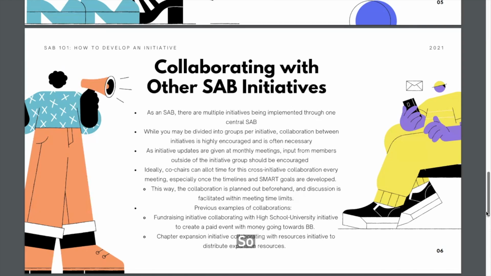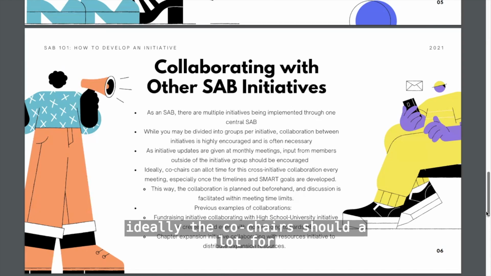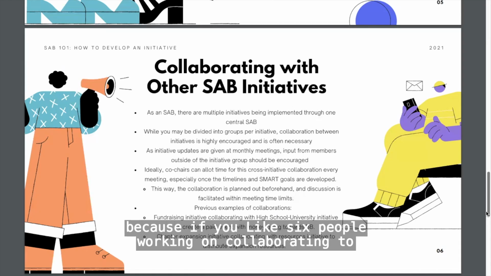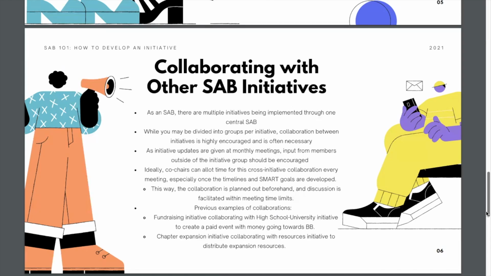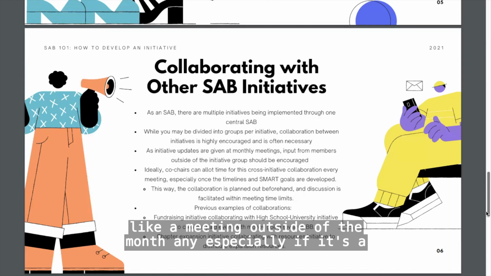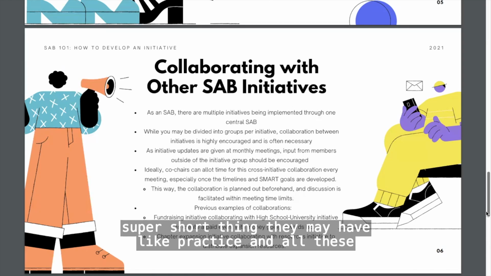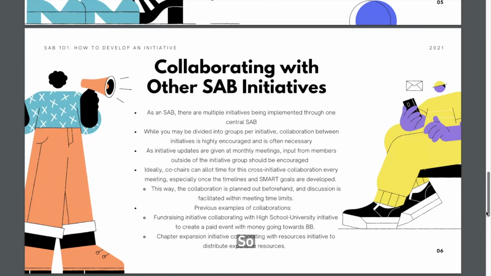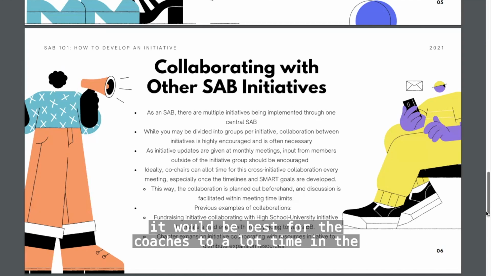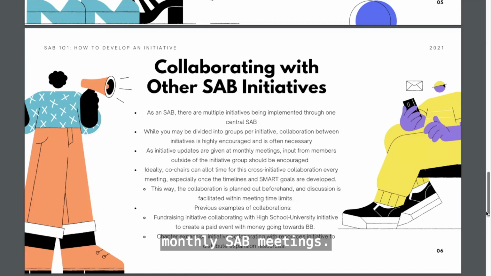Yes. Ideally, the co-chairs should allot time for this cross-initiative collaboration, because if you have 6 people working on collaborating 2 initiatives together, it's going to be really hard for them to schedule a meeting outside of the month, especially if it's a super short thing. They may have practice and all these different busy things in the lives of high schoolers and college kids. So it would be best for the co-chairs to allot time in the monthly SAB meetings.